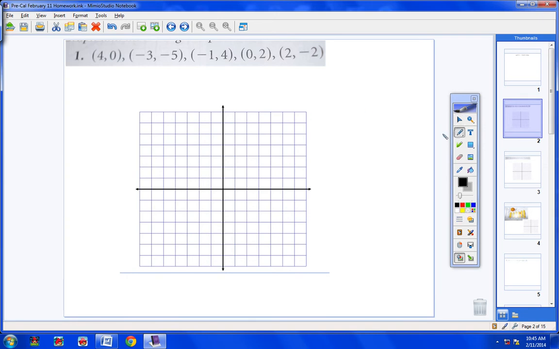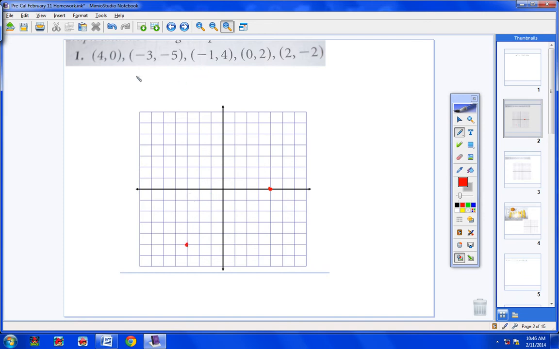Okay, problem numbers 1 and 3, the directions say to graph and label the given points. I'm not going to spend a lot of time on this. It's pretty easy. Let's plot (4, 0). That would go right here. Let's plot (-3, -5). That's over 3 and then down 5.